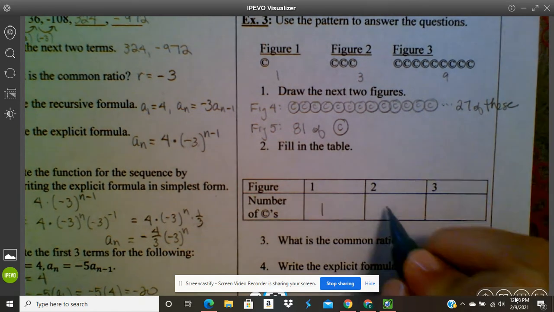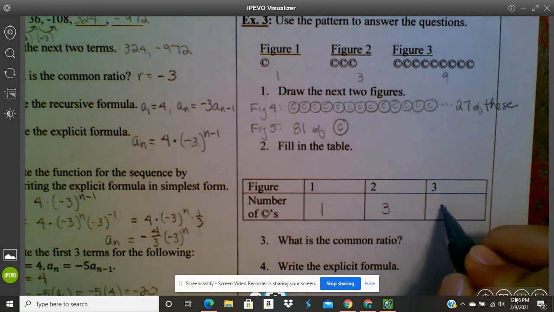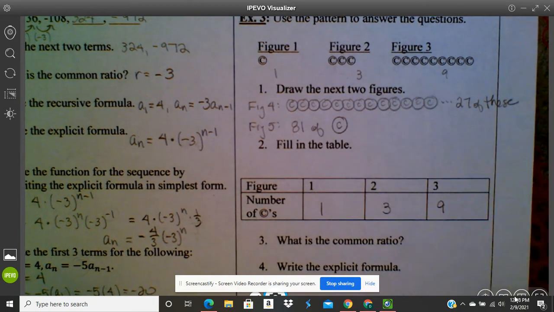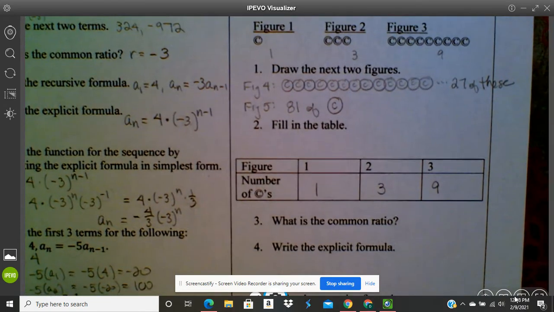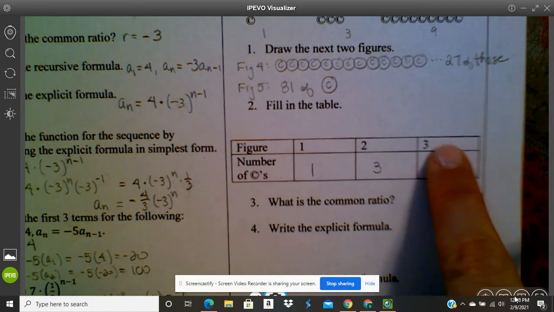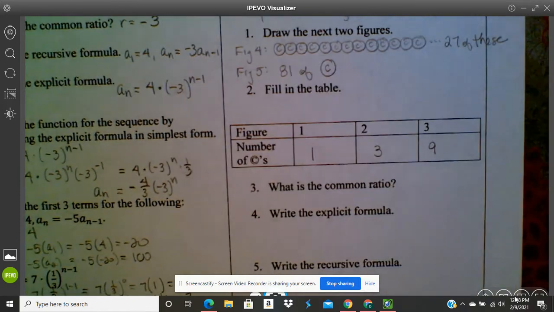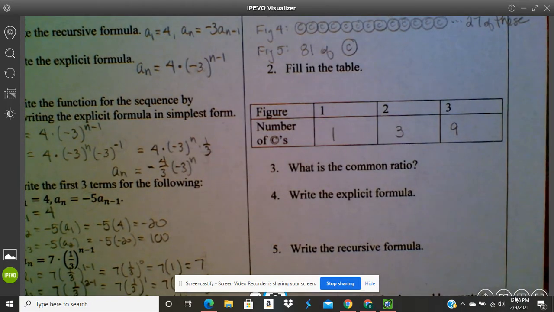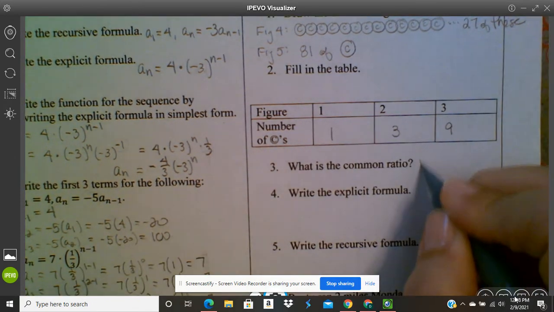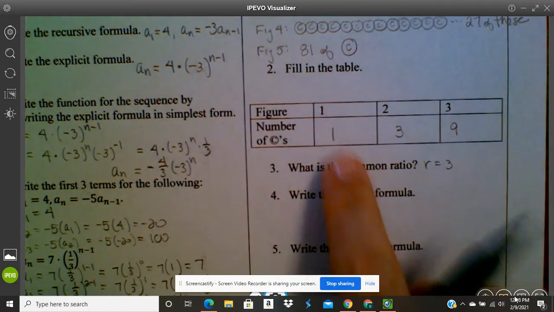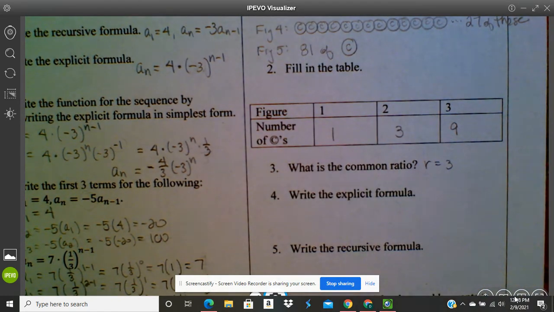So we fill in the table. We've got 1, 3, 9. I would have been so much better by having a 4 and a 5, but that's okay. Next time. What is my common ratio? My common ratio is 3 because I see that I'm constantly multiplying by 3.